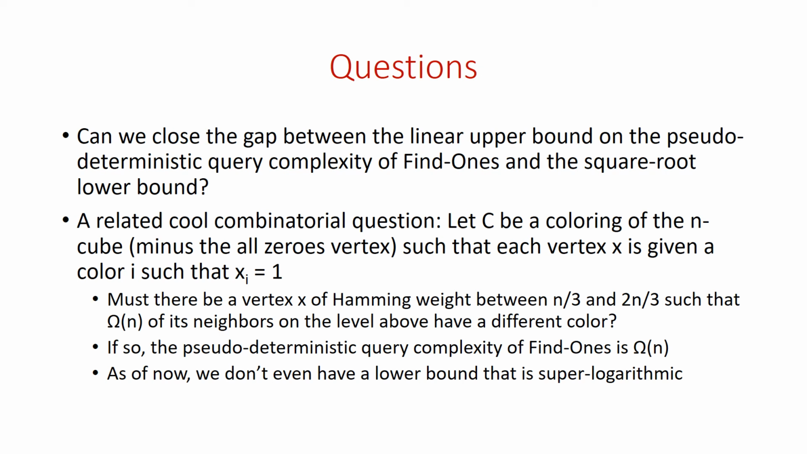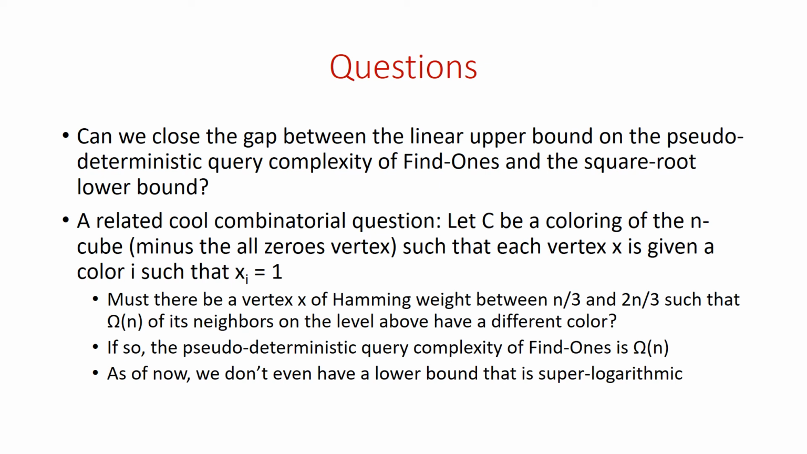So let's call such a coloring a valid coloring. And for any such valid coloring C, must there be a vertex that's near the middle layers of the hypercube, having weight between n over 3 and 2n over 3, such that omega n of its neighbors on the level above, and without loss of generality we can also consider the level below instead, have a different color, right?